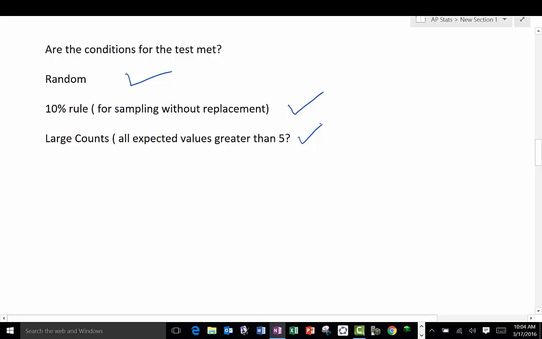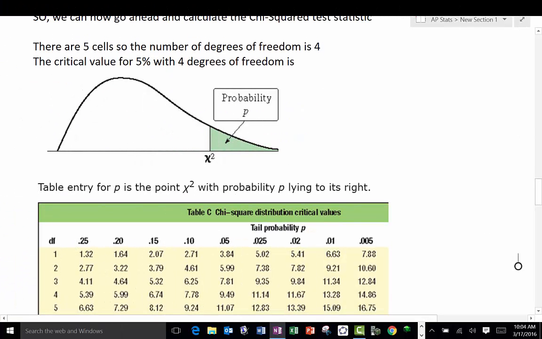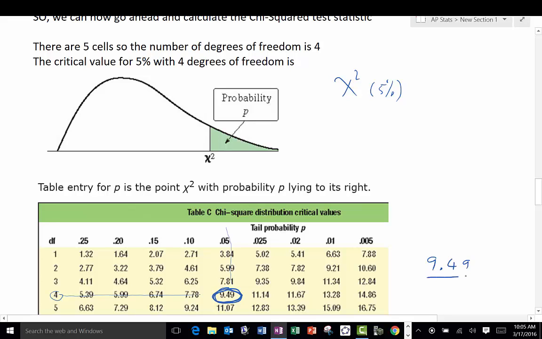So how do we actually calculate the test? Okay, so we're going to assume a 5% level of significance. There were 5 cells, 0, 1, 2, 3 or 4 successes out of 4. So the number of degrees of freedom is the number of cells minus 1, which is 4. So we look across at 4 degrees of freedom to our 5% level, and we find that the critical value is 9.49. Any total deviation from the model less than 9.49 will not be significant at the 5% level, and anything greater than that will be.